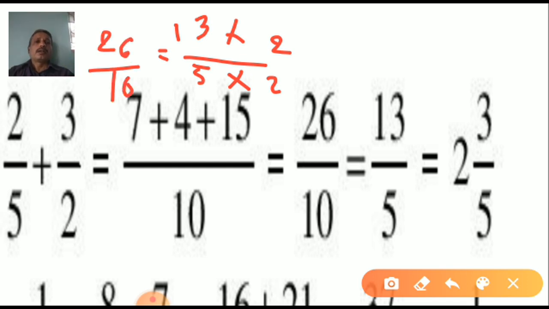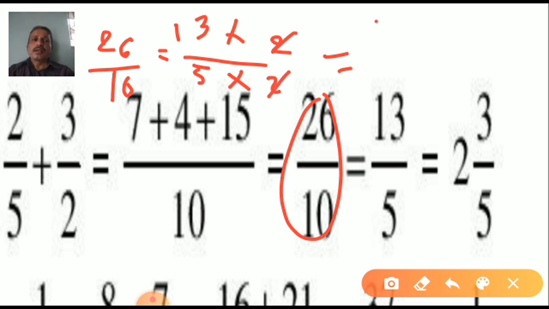Suppose 26 upon 10 is written this way. 13 into 2. 13 2s are 26. And in place of 10 I can write 5 multiplied by 2. Yes, now check it. Both numbers have a common factor. Numerator is 2, denominator is 2. We can cut it. What is left here now, last student? Yes, 13 upon 5. Is it here?